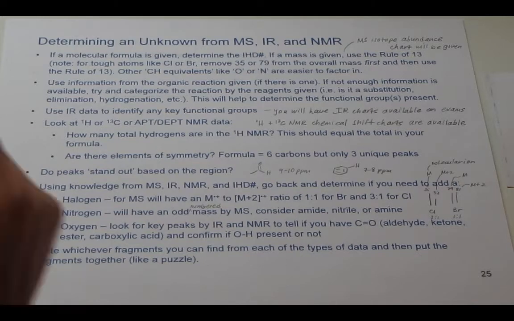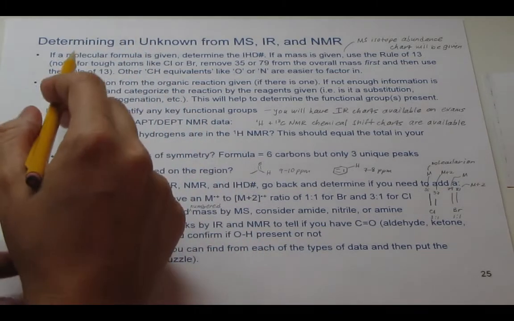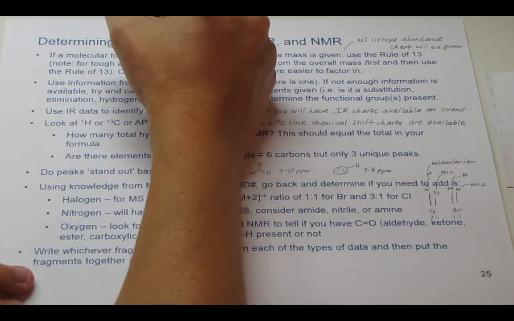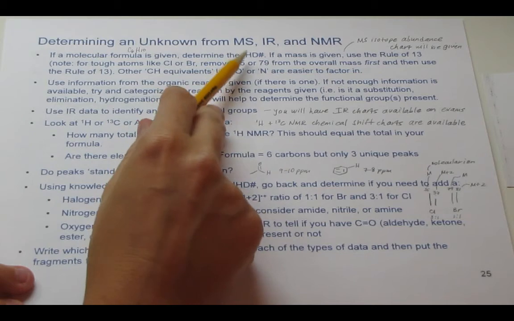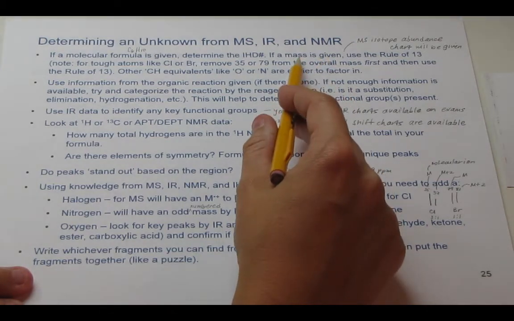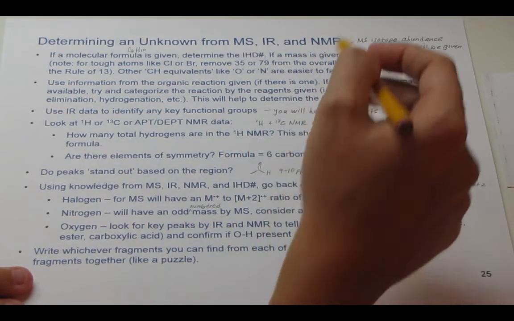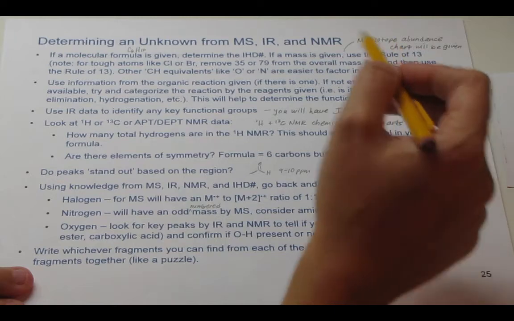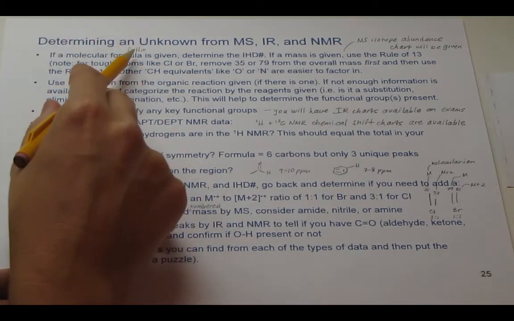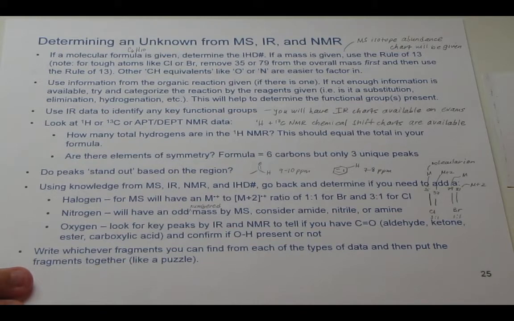at different times. So first thing, if a molecular formula is given, such as C6H10, determine the IHD, which is the number of unsaturations. If a mass is given, such as 100, then use the rule of 13. And remember that the rule of 13 will give us a formula. So we need a formula for all of these problems, and that does have to be the first thing you do if a formula is not given.